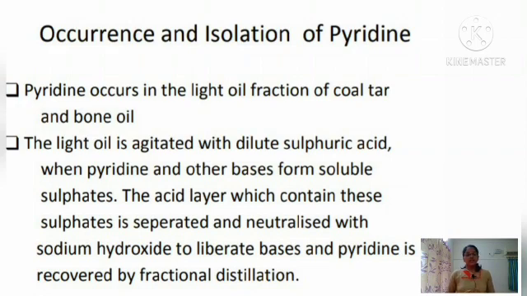Pyridine actually occurs in the light oil fractions of coal tar and in bone oil. To isolate pyridine from the light oil fractions of coal tar, first the light oil fractions are agitated with dilute sulfuric acid. Then the pyridine and other bases present get converted into soluble sulfates. Then these sulfates are separated and neutralized with sodium hydroxide to liberate the bases, and then pyridine is recovered by fractional distillation.